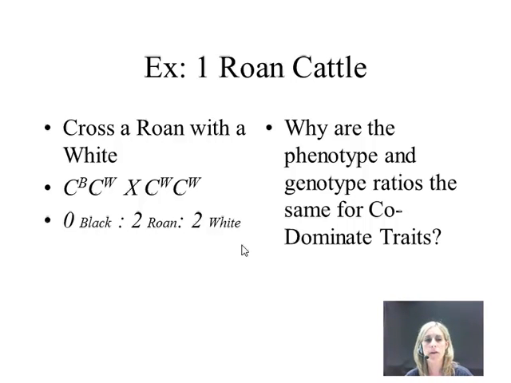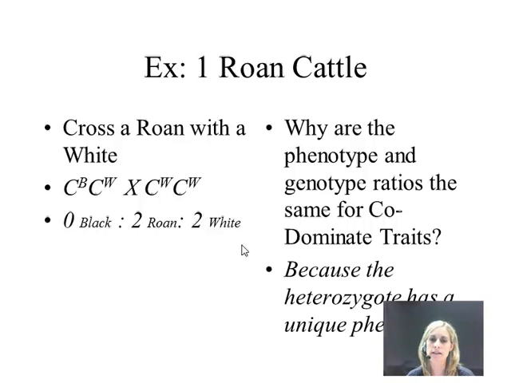And I'm hoping you thought about that and realized the reason they're the same is because the heterozygote has its own unique phenotype. This is where incomplete dominance and codominance are similar. Both of them have a unique heterozygote that looks different from either one. But with codominance, you get to see both traits at the same time.